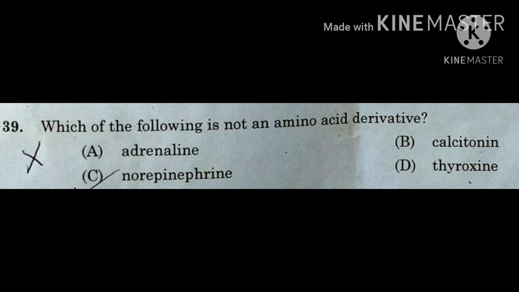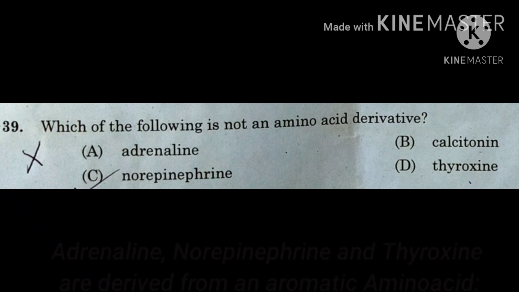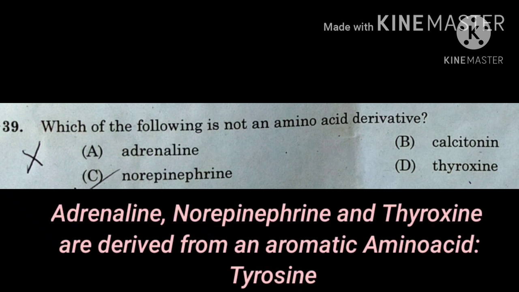Some modification may take place in the particular amino acid, and by that modification these hormones are produced, isn't it? Normally adrenaline or epinephrine, norepinephrine or noradrenaline, and thyroxine are produced from an aromatic amino acid, namely tyrosine. Okay, tyrosine is an aromatic amino acid with a hydroxyl or OH group.